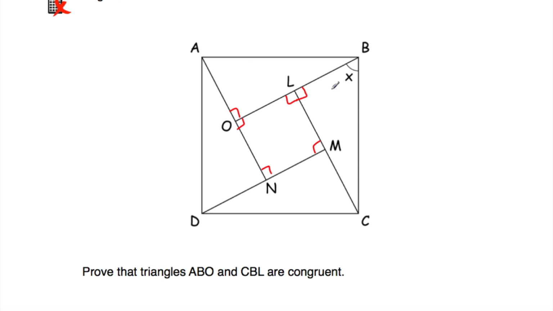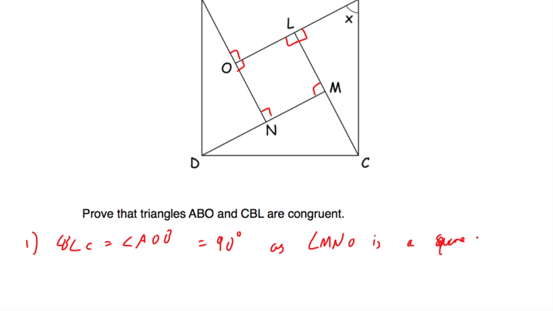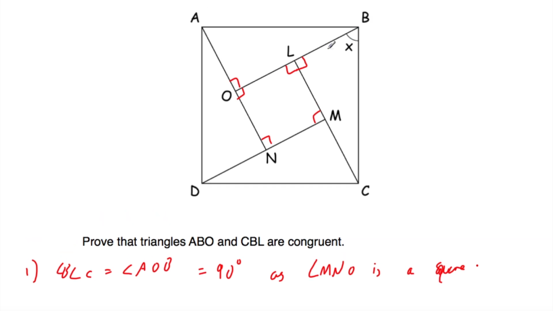So if we now have a look at those two triangles, we now know that both of them have got right angles. So that's a good start. I'm just going to write all that down. It's important in these proof questions that you write down your steps. Okay, so I've just started by writing down that angle BLC equals angle AOB, and they're both equal to 90 degrees because LMNO is a square. Okay, that's our first step.